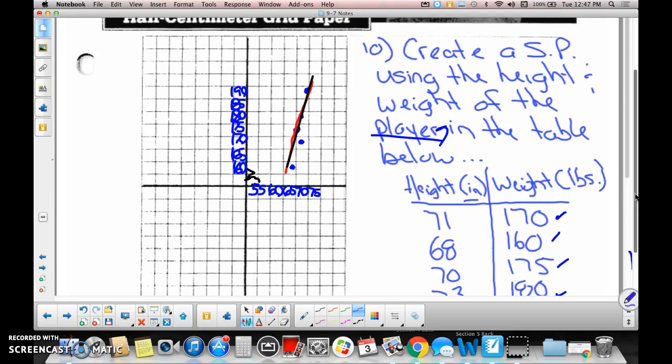Awesome. Almost done. As I increase the height, the weight is going to go up. What kind of correlation am I dealing with? Say again? Positive. Positive correlation. Any questions?